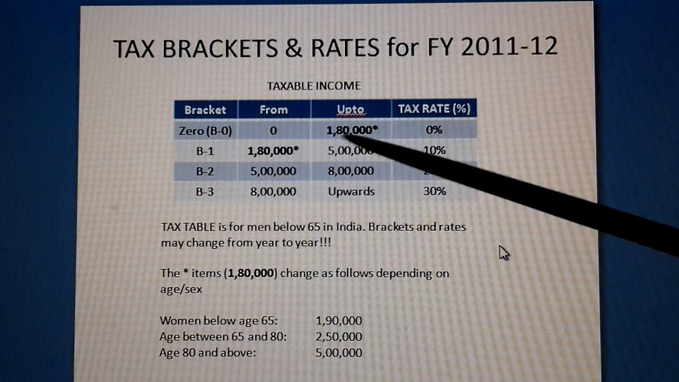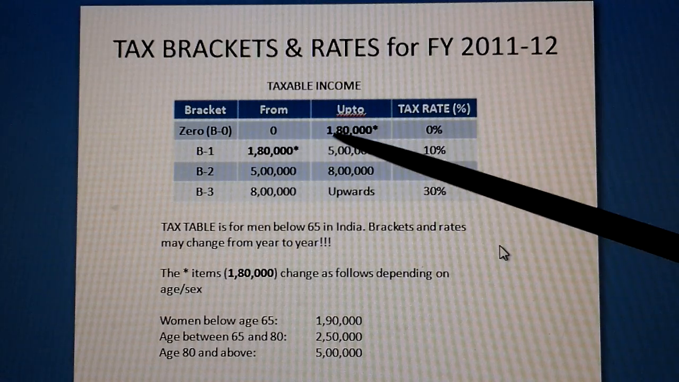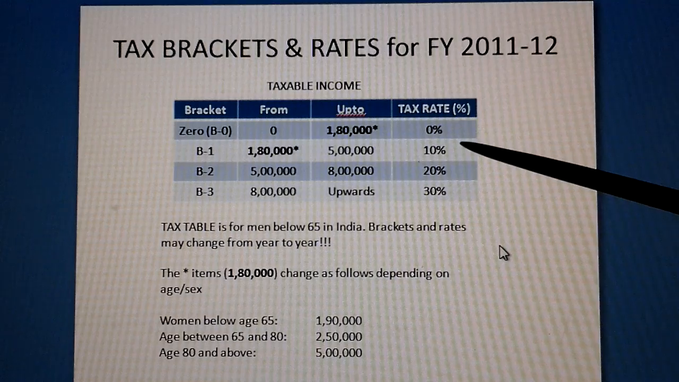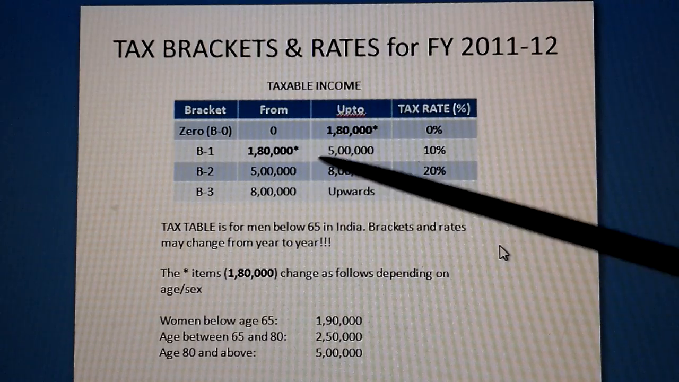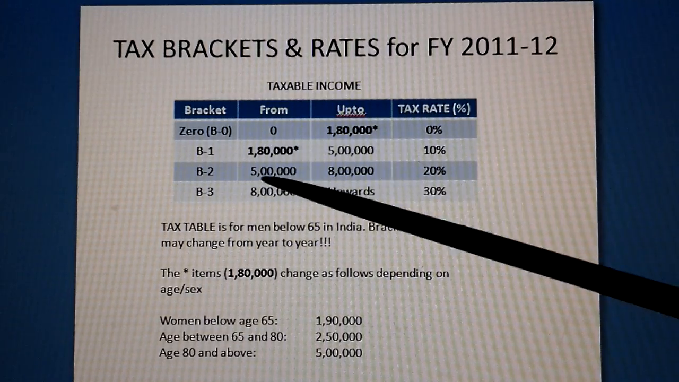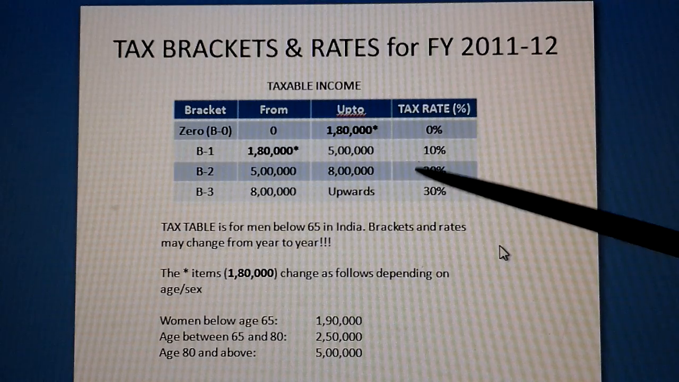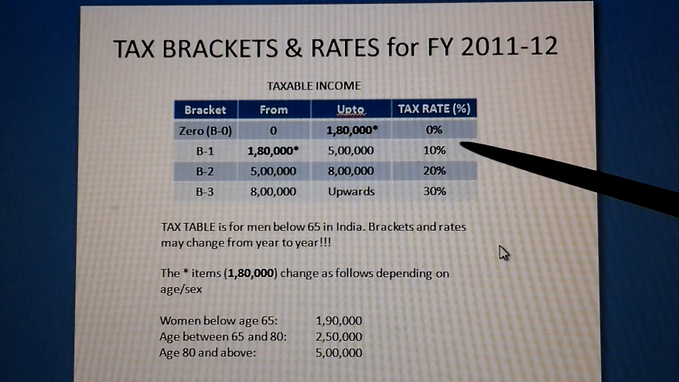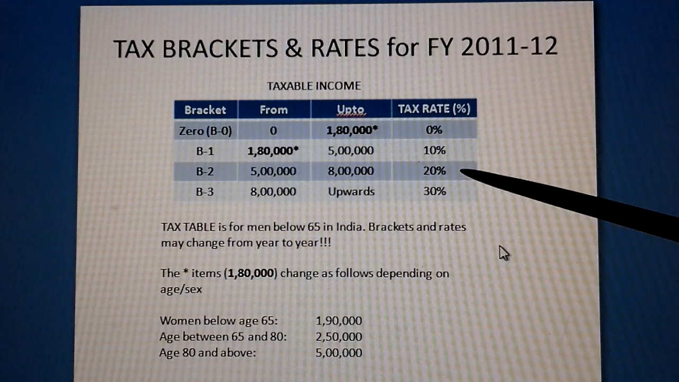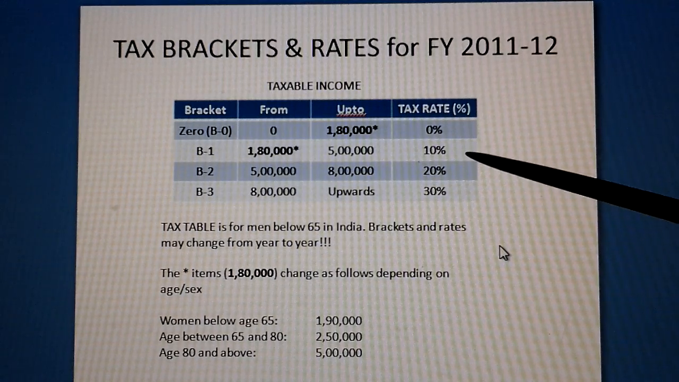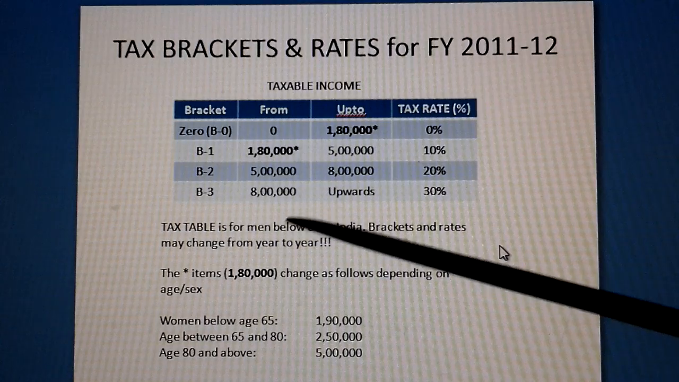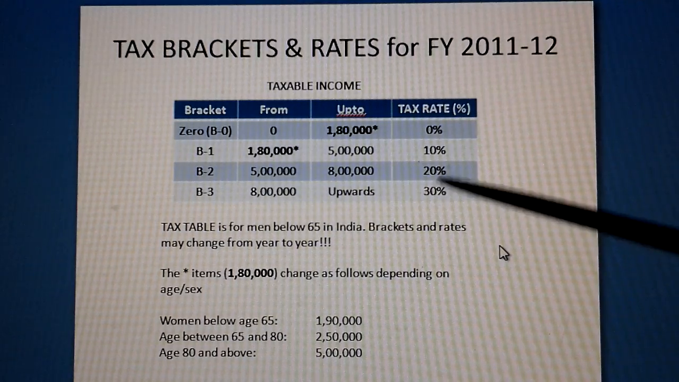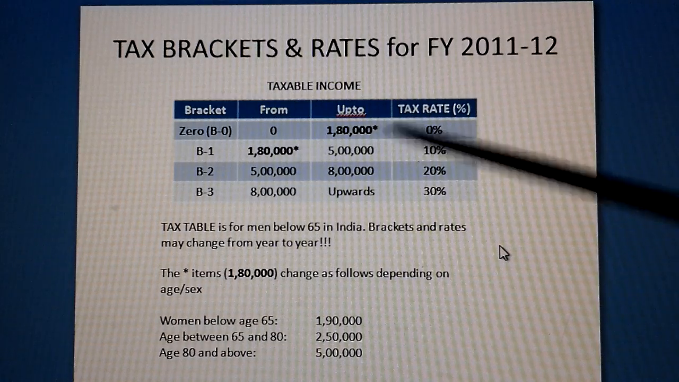Then on the 1,80,000 to 5 lakhs, this little bracket of 3 lakhs 20,000, you'd pay 10% of it. So that's 32,000. Then from the 5 lakhs to the 8 lakhs, which is a 3 lakh bracket, you would pay 20% of that. So you would now be paying 32 here plus 60 here, so 92, up to 8 lakhs. And then after 8 lakhs, on everything above 8 lakhs, you would pay 30%, plus of course the 92.